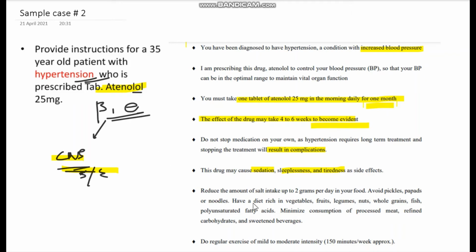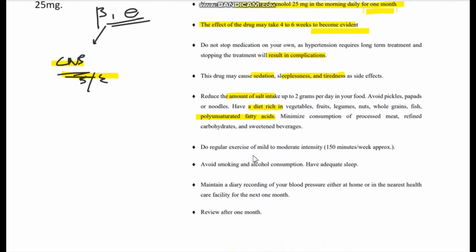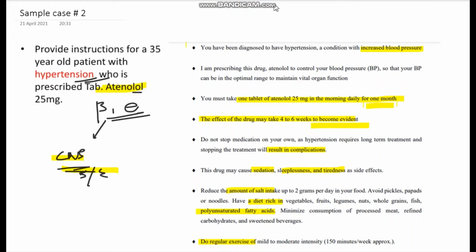Now, reduce the amount of salt. This is the dietary instruction, and whatever foods you have to take rich in polyunsaturated fatty acids, etc. And then you might ask the patient to do regular exercises, avoid smoking and alcohol, and review after a month. So that is the general instruction. But this basic specific instruction for atenolol here you remember is you have to take it in the morning for a month, and these are the specific side effects. And the rest all comes with any antihypertensive drug, any hypertensive patient, you have to instruct with these general instructions.